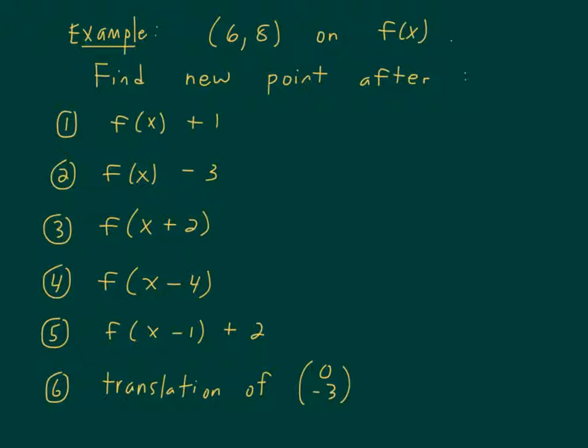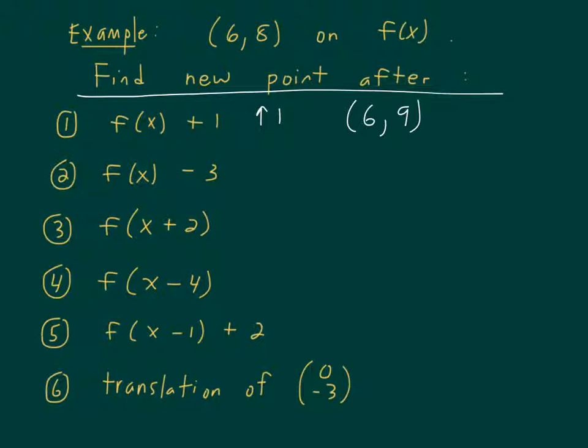Okay, in this last example here, we're going to be dealing with this point 6, 8, which is on the function, and we're going to keep coming back to that point 6, 8, and we're looking to find the new point after these different transformations. So the first one here, f of x plus 1. So this is a vertical shift up 1. So that means our new point of 6, 8 is going to become the point 6, 9.